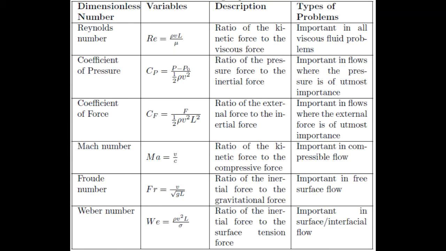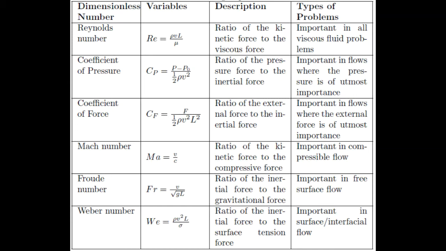And then this table shows the common combinations of variables giving us common dimensionless numbers, such as the Reynolds number, density, velocity, length over viscosity. The coefficient of pressure, Cp, is pressure divided by 1/2 rho v squared. Coefficient of force, we saw that in the example, is force over 1/2 rho v squared L squared. Mach number is a velocity divided by the speed of sound. Froude number is velocity divided by the square root of acceleration due to gravity times a length, which is usually a height. Then the Weber number, density, velocity squared, length over surface tension.